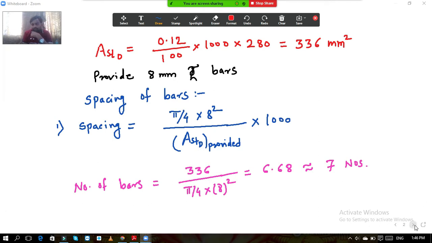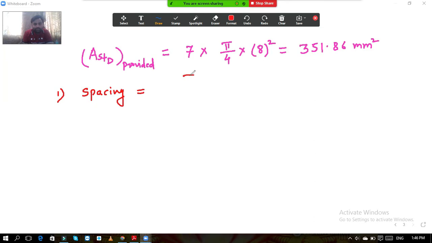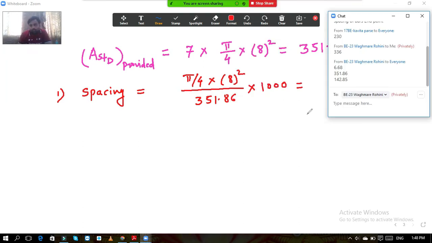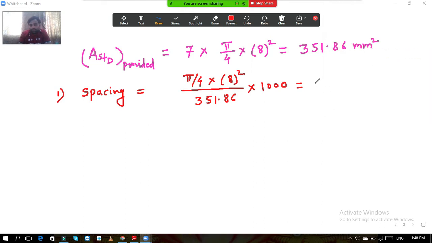So what you will get, area of single bar, that is pi by 4 into 8 square divided by this value 351.86 multiplied by 1000, as our width is 1000. So let me know the answer. 142.85. Okay, so here it is 142.85 mm. So we will round this down to the lesser side, that is 140 mm center to center.